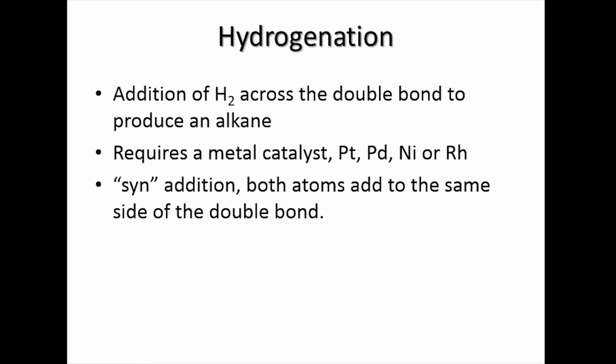Alkenes can be hydrogenated by the addition of H2 across the double bond. This requires a metal catalyst, which consists of either platinum, palladium, nickel, or ruthenium. Typically, palladium or nickel are used. And this is syn addition. Syn addition means that the hydrogen atoms will add to the same side of the double bond.